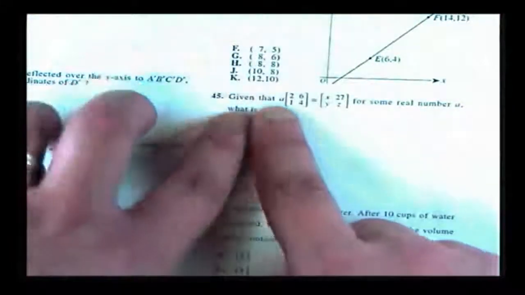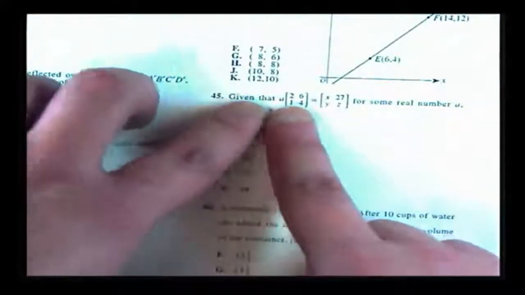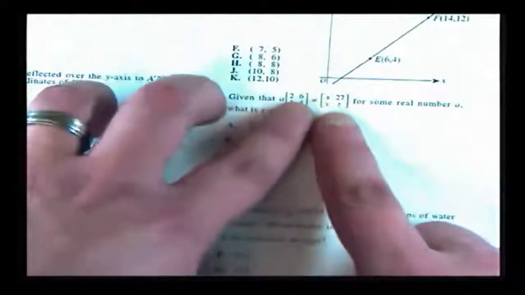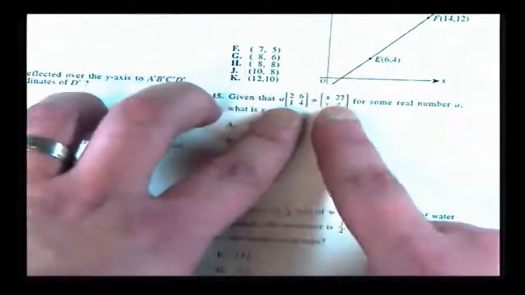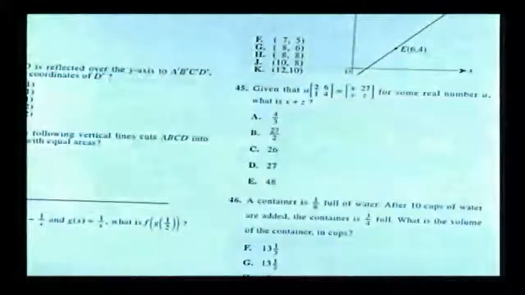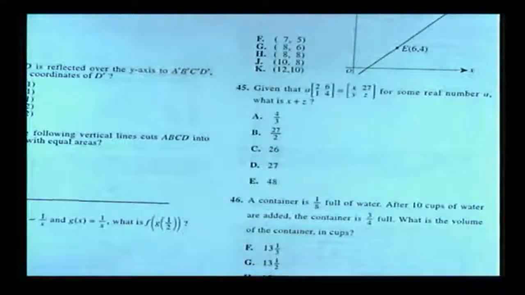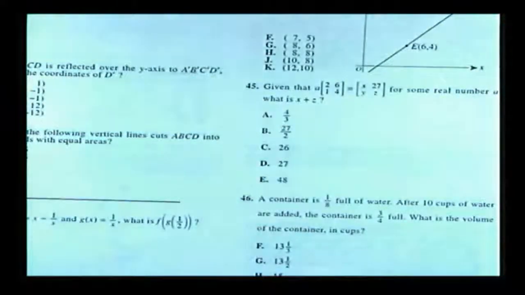Given that A, some number A, times this matrix, this is a 2 by 2 matrix. It's got 2 rows and 2 columns. And it's equal to some x, y, z, 27 matrix. So what is x plus z, for some real number A? So how did I solve this problem? Let's take a gander. This is called scalar multiplication.